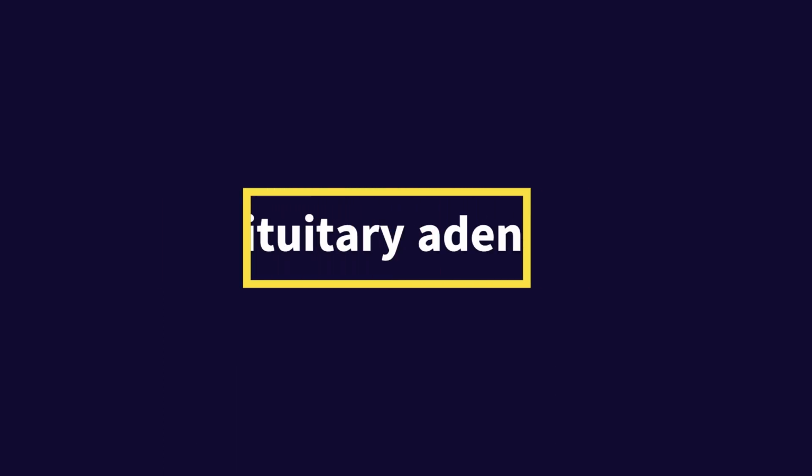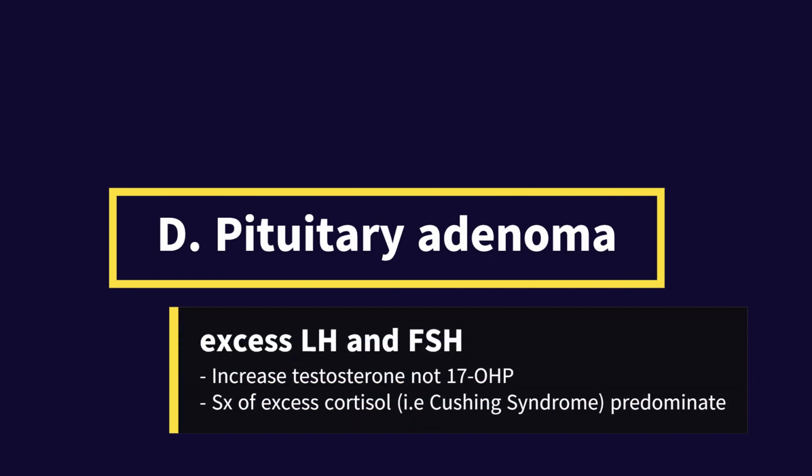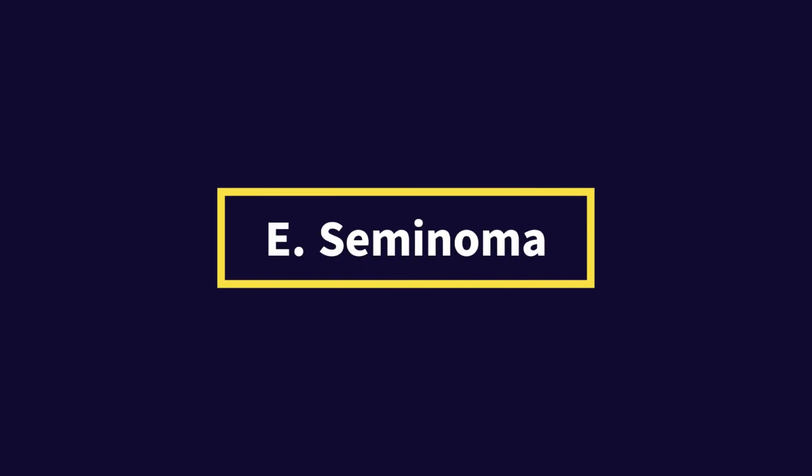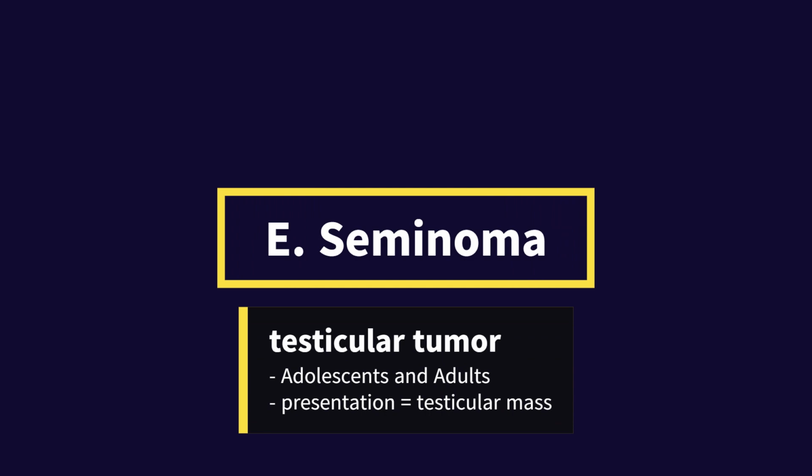Choice D cannot be the answer because production of excess LH and FSH by pituitary adenomas can lead to increased testosterone but not increased 17-hydroxyprogesterone levels. Pituitary adenomas producing excess adrenocorticotropic hormone can lead to excess adrenal androgen production. However, symptoms of excess cortisol production as in Cushing's syndrome, like growth deceleration and weight gain, would predominate. Choice E cannot be the answer because seminoma is a testicular tumor most commonly found in adolescents and adults. These tumors are derived from the seminiferous tubules and present with a testicular mass, not virilization or elevated testosterone.